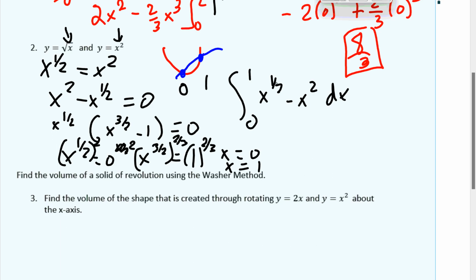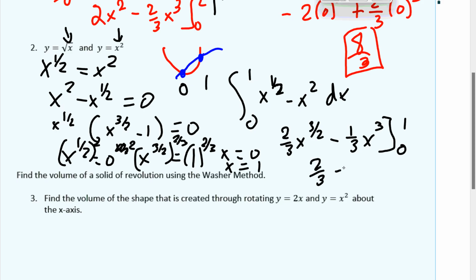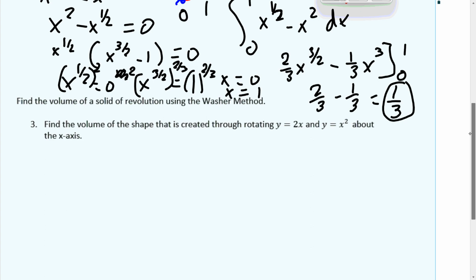So I integrate that. That's 1/2, so I get 3/2. So I get 2/3 x to the 3/2 minus 1/3 x to the 3rd power, and I'm going to take that from 0 to 1. So again, plugging in 0 is not going to matter, so I'm really just plugging in 1. So I'm going to take 2/3 and subtract 1/3, and I get 1/3. So there's that one.